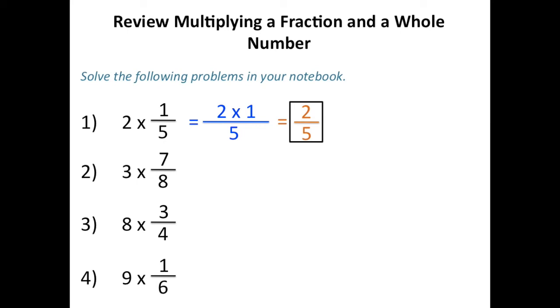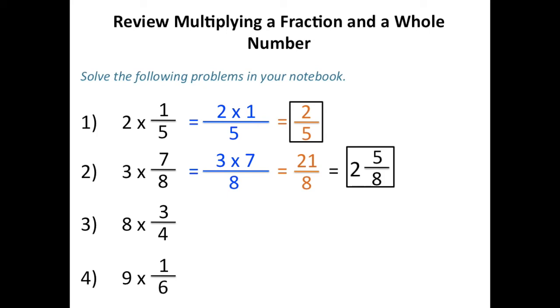Now let's solve 3 times 7/8. Once again, I'm going to multiply my numerators, 3 times 7, and 8 will remain in my denominator. I have 3 seven-eighths, so I'm going to multiply 3 times 7, which is 21, and 8 stays in my denominator. Now I have to turn it into a mixed number, and when I do so, I get 2 and 5/8.